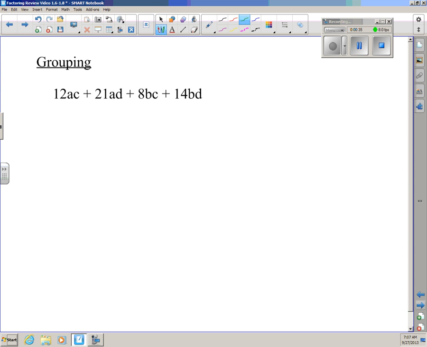insert the necessary set of parentheses. Notice you have a polynomial with 4 terms. I can group my polynomial here and here, and using the GCF, factor from 12AC plus 21AD 3A, leaving me with 4C plus 7D.